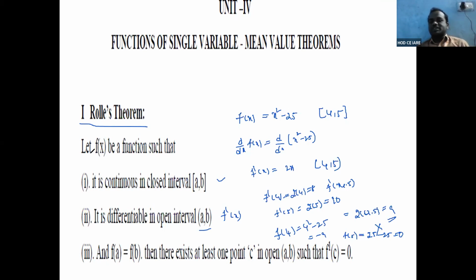So Rolle's theorem is nothing but: f of x be a function such that it satisfies three conditions. The first condition is it is continuous in the closed interval of a comma b, and it is differentiable in the open interval of a comma b, and the third condition is f of a is equal to f of b. Then there exists at least one point in the open interval of a comma b.